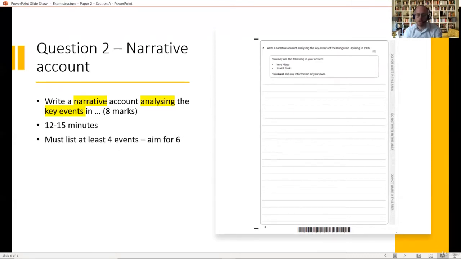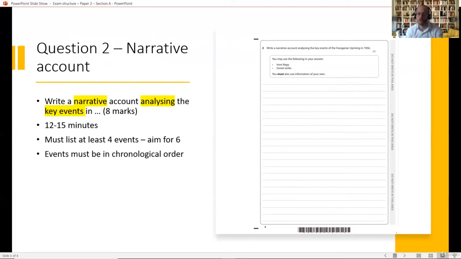Okay, so what do we do? Let's break it down. So the key events, aim for at least 4 events. I would like to see you aiming for 6, especially if you're aiming for a level 7, 8, or 9, but at least 4 events you should be able to do. Okay, so aim for at least 4 key events. The events must be in chronological order for this question.